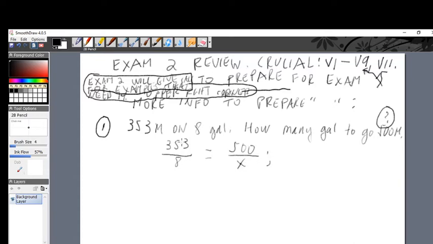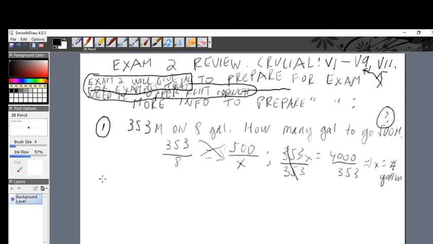So you cross multiply. It becomes 350 times x equals 8 times 500, which is 4,000. Then you divide both sides by 350. Use a calculator, because I have no idea myself what that number is going to be. You'll find x equals whatever that number is, and that's the number of gallons you need to get that far. Okay, so that's one example we need to be exposed to.